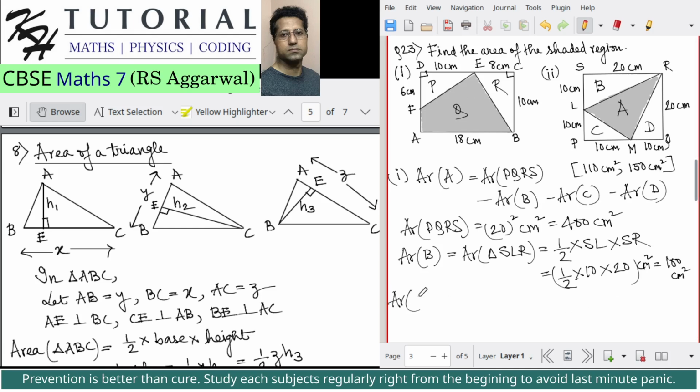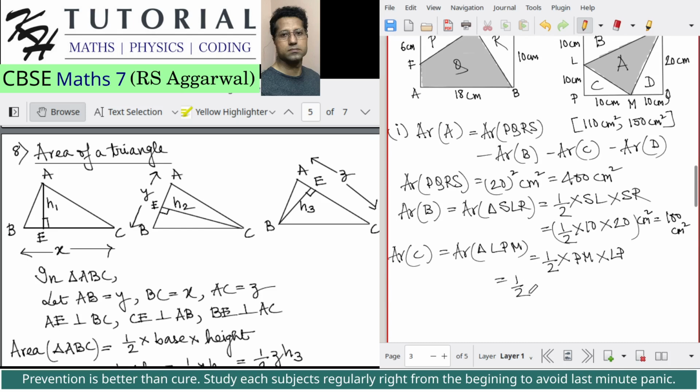Area of the region C is nothing but the area of the triangle LPM, which is equal to half. For the triangle LPM, we can consider the base as PM and the height as LP. So this is equal to half multiplied by PM. PM is given to be 10 and LP is also 10, so this much centimeter square, which is equal to 50 centimeter square.